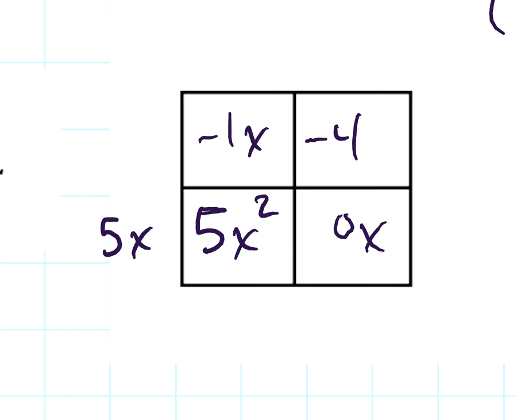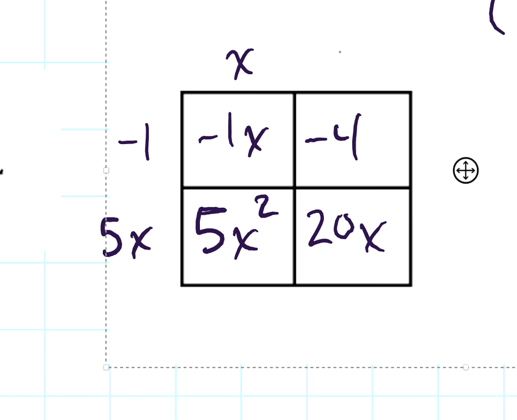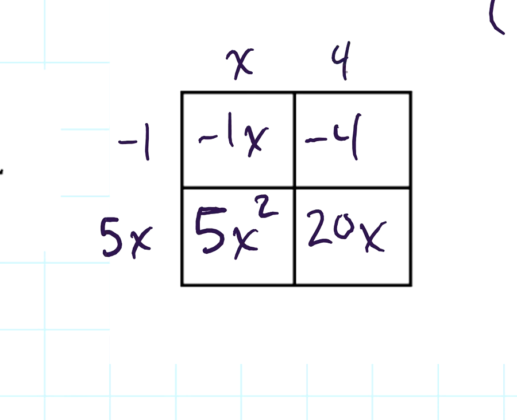I didn't mean for that 20 to go away. So this is going to be an x. x times 5x is 5x squared. And if this is a positive x, and I need to get a -1x, this is going to have to be a -1, because -1 times x is -1x, or -x. If this is -1, this needs to be a +4. At this point, I'm pretty sure I've got it, because all of my products are in agreement.